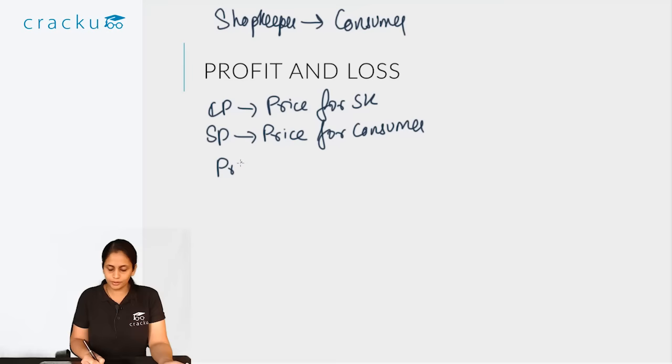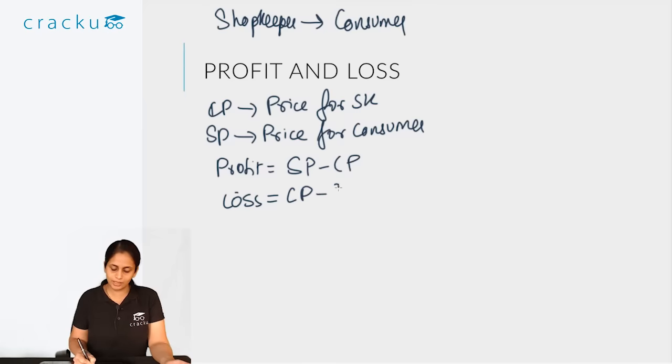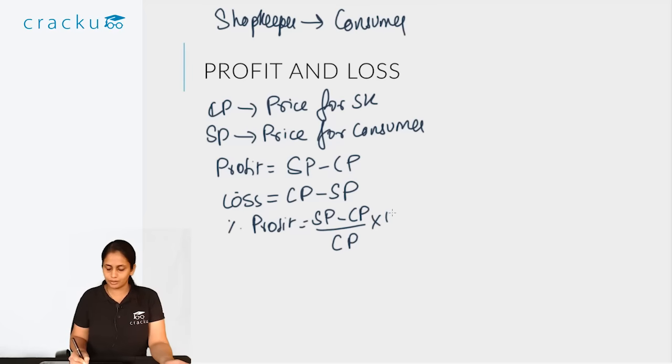So the profit for the shopkeeper is equal to selling price minus cost price. Suppose selling price is less than cost price, then he's selling at a loss, and loss will be cost price minus selling price. Profit percentage is defined as a percentage of the cost price. So that is (SP minus CP) divided by CP into 100.